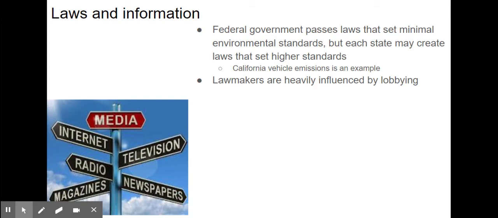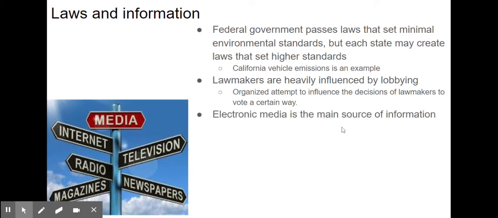Lawmakers are heavily influenced by lobbying, and lobbying is organized attempts to influence the decisions of lawmakers to vote a certain way. Different businesses will have somebody that actually goes to Washington, D.C. and lobbies for their business and tries to get the lawmakers to vote the way that businesses want. So, more pollution or less strict regulations.